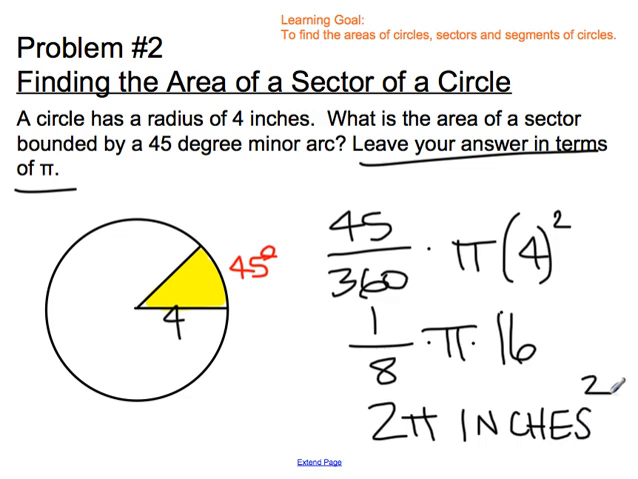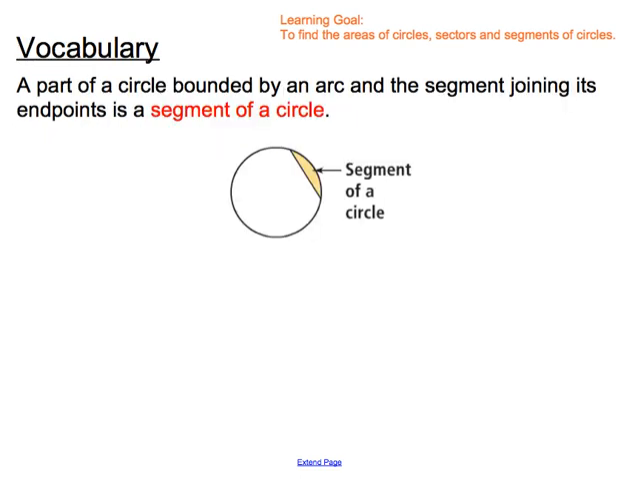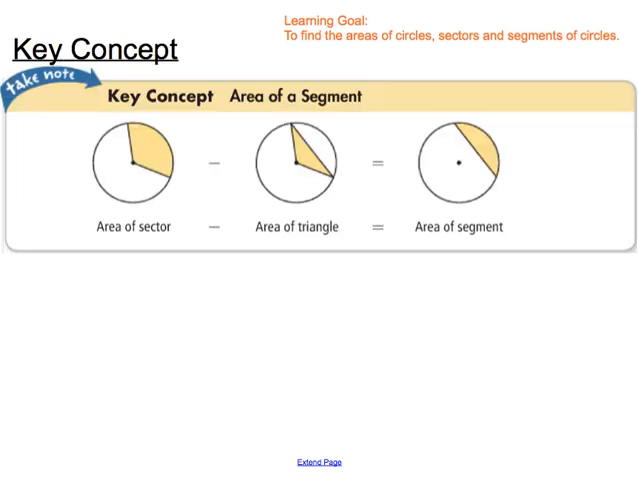So this sector has an area of 2 pi inches squared. So, another new piece of a circle called a segment of a circle. If we were to just Fruit Ninja a slice of this off of the circle, what ends up happening is we end up having an arc and the segment that connects its two endpoints. So that is the definition of a segment of a circle.